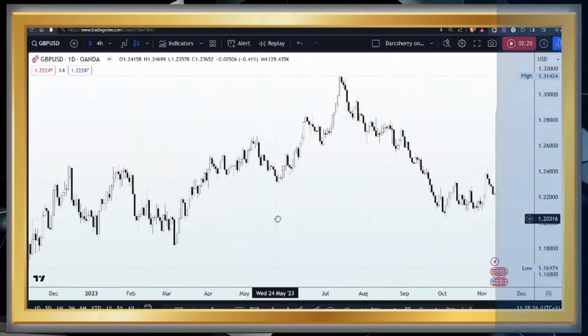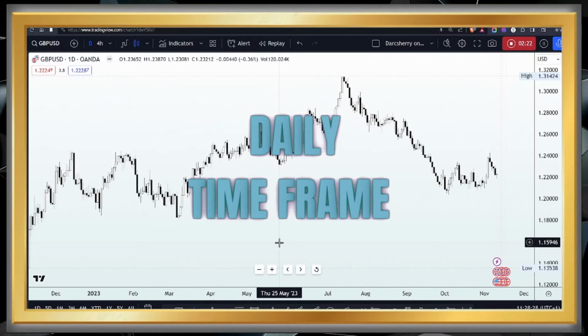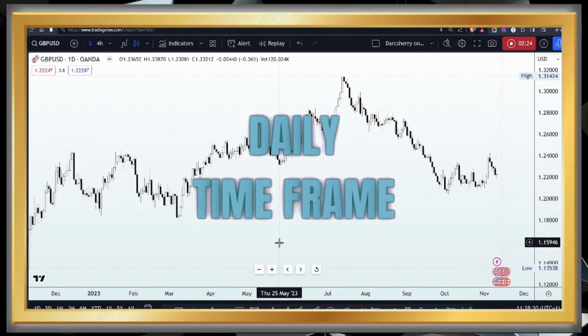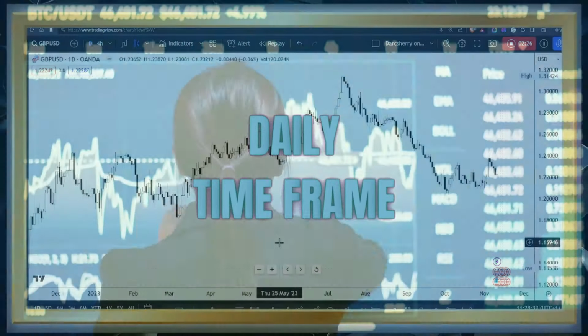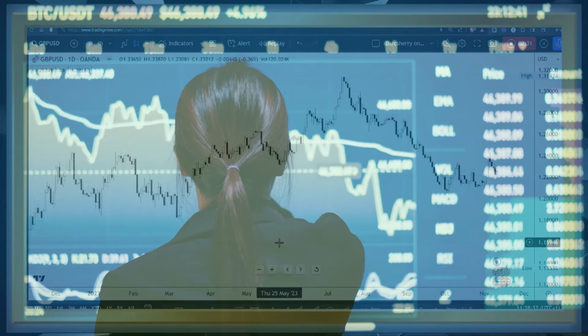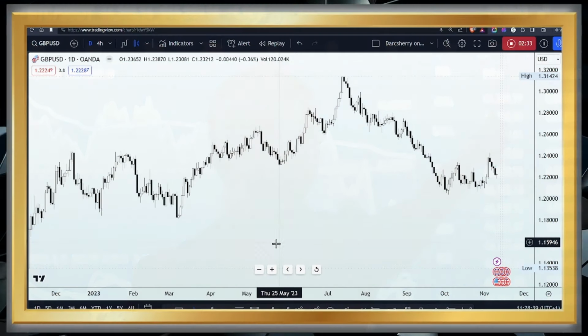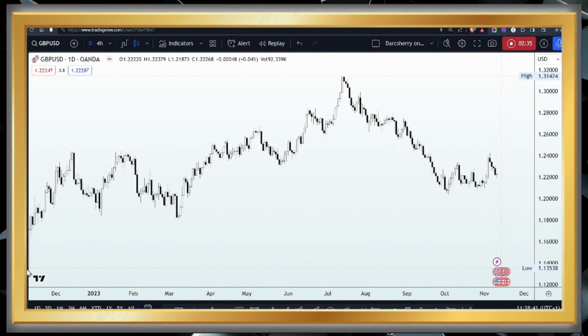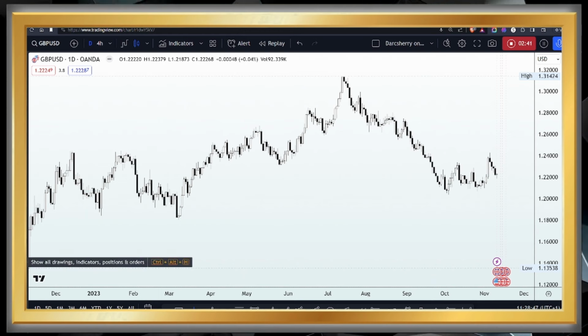So we are going to be starting this week's analysis on the daily time frame, where in fact I had to take into consideration the character of price action since the beginning of this year. And in fact, I'm excited to share with you a beautiful setup that we will be using to build our decisions ahead of the new week.